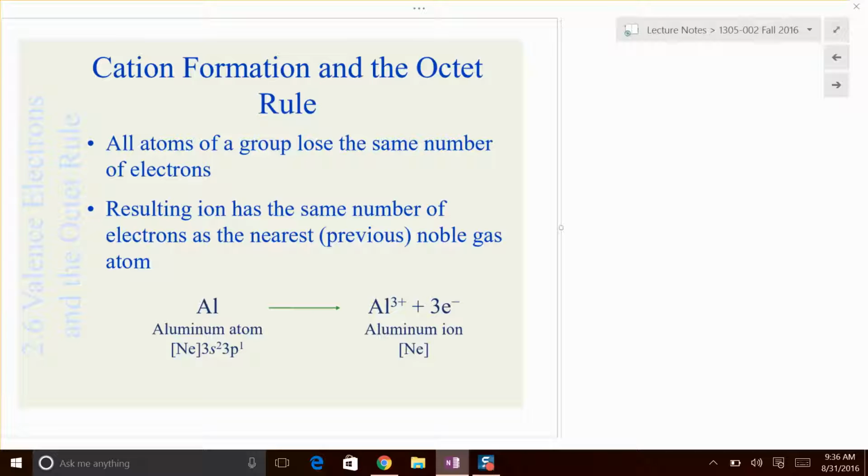But I cannot predict the type of ion that Ga will become. And the reason for that is because look what's in front of Ga. All these transition metals, all these D block metals. Okay? They come before Ga, nothing comes before Al. So it's easy to predict what it's going to do. It's going to lose 3 electrons.